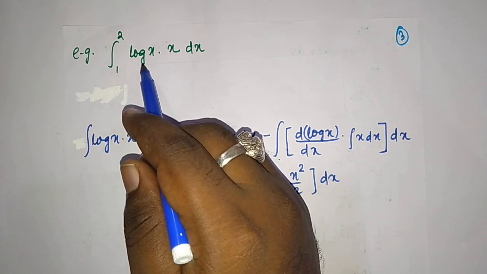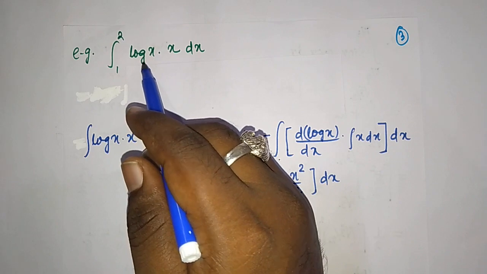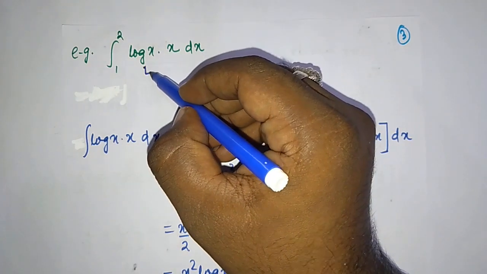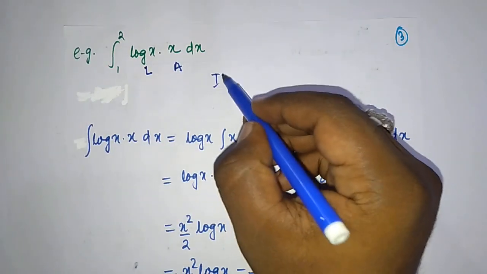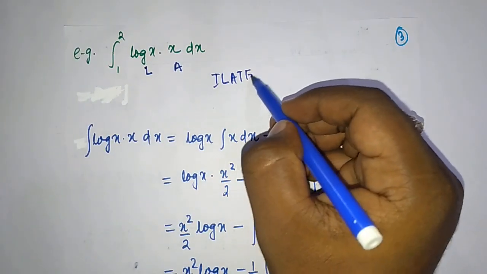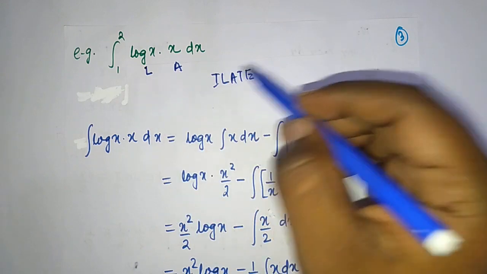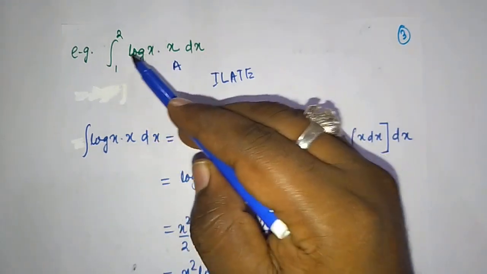Okay, here you have to integrate log x into x. Here log x is a logarithmic function and x is an algebraic function. According to ILATE, it is in the proper order, so we don't need to change the order.